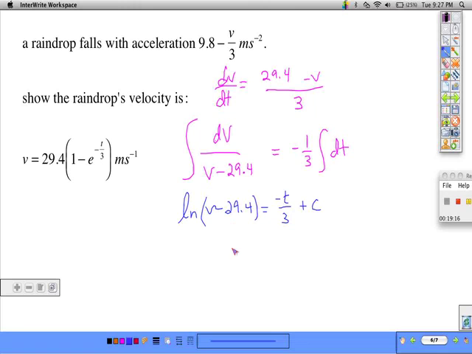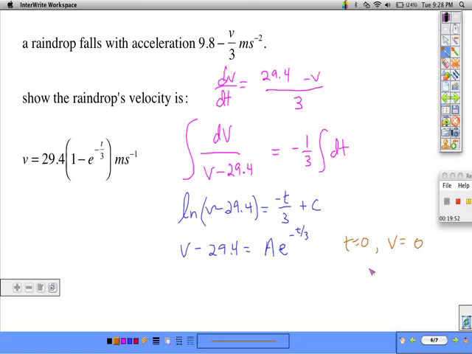And here, this is another exponential problem. v minus 29.4 equals a e to the negative t over 3. And we're actually given an initial condition in this problem, although we may not recognize it. When t equals 0, the velocity is equal to 0. It hasn't started falling yet. There is no speed.